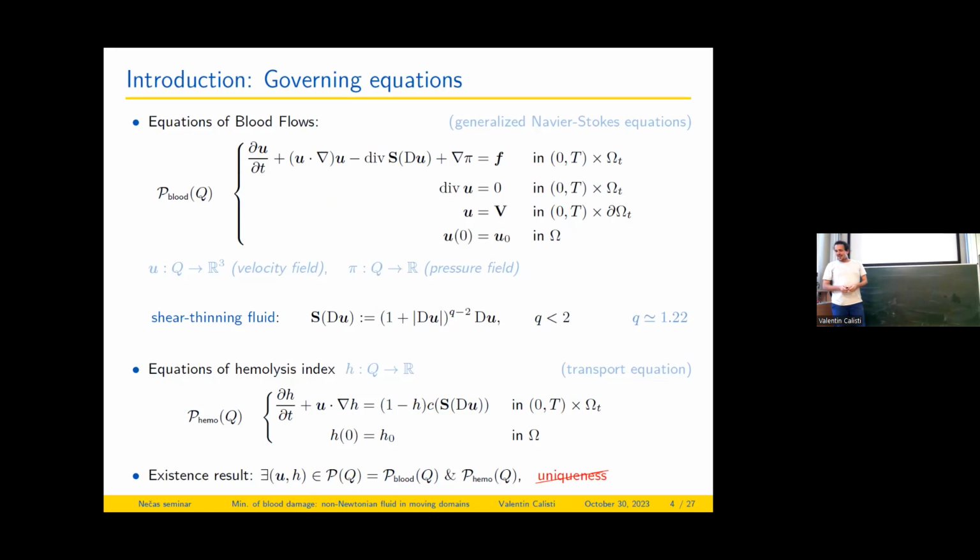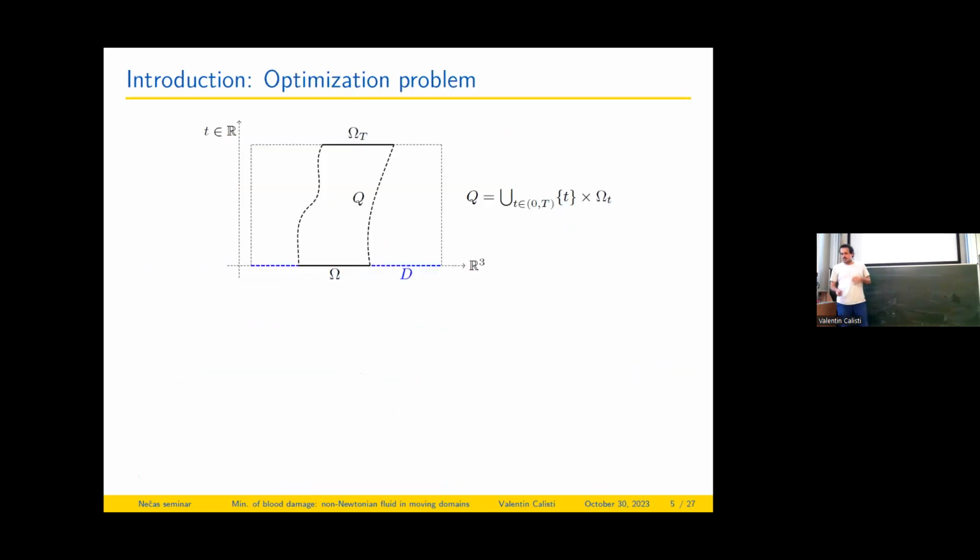Perfect. So now we have the equations. We modeled our blood damage problem, and we can state what will be our optimization problem. So the energy required to draw this 3D picture in the previous slides was blowing up. So from now on, it will be a 2D picture representing the moving domain because it was too complicated. So here we have the starting domain evolving through time.